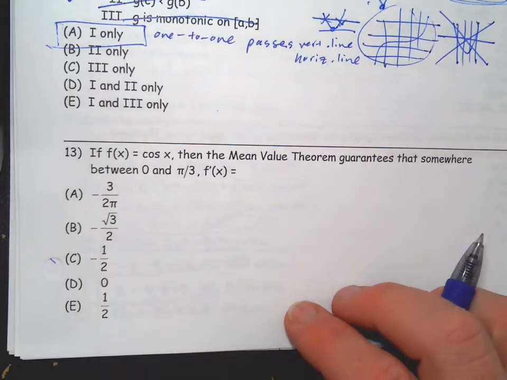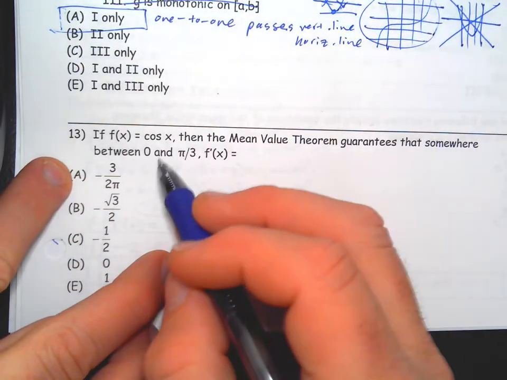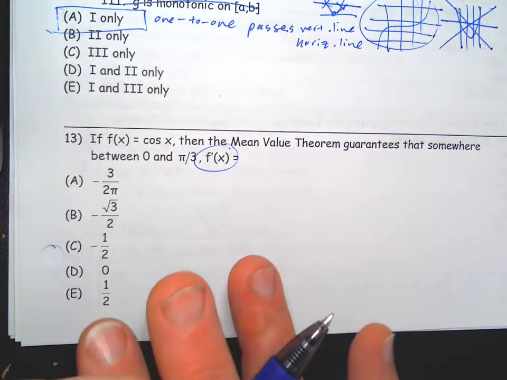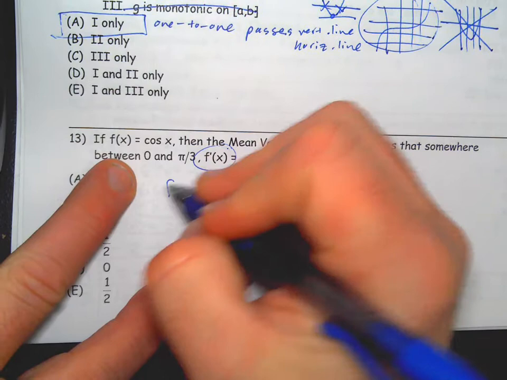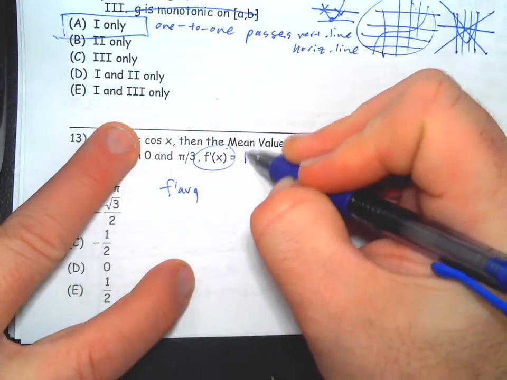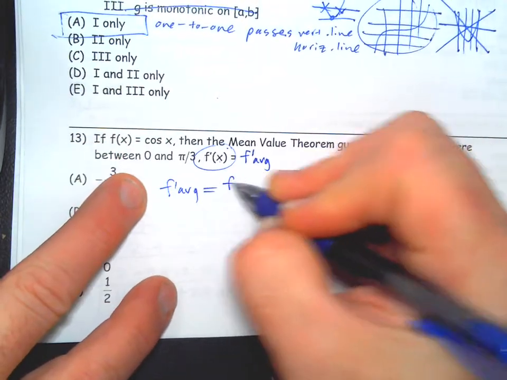Okay, 13. f of x equals cosine x. The mean value theorem guarantees that somewhere between 0 and pi over 3, the derivative equals what? So they're not actually asking you to find the value of where it happens, but they're saying, what's the guarantee? So you've got to find the average derivative. Because somewhere between 0 and pi over 3, the actual derivative equals the average derivative. So let's find the average derivative.